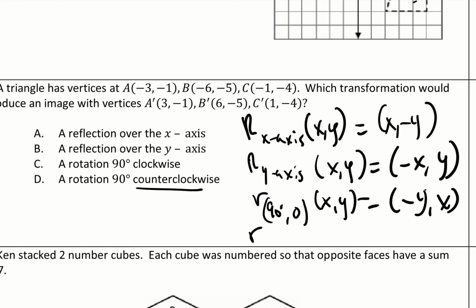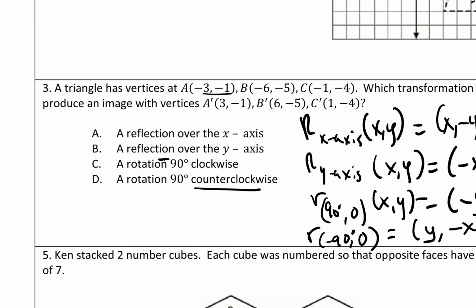And that's for this one. Clockwise, that means this is going to be negative 90. So negative 90 about the origin, the rule for that is different. It's actually the same rule as for 270 counterclockwise. And the rule for that is going to be y, negative x. Okay, so now we got the rules. So let's go ahead and do them.